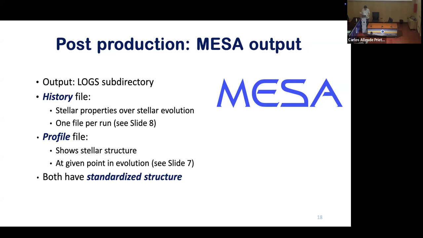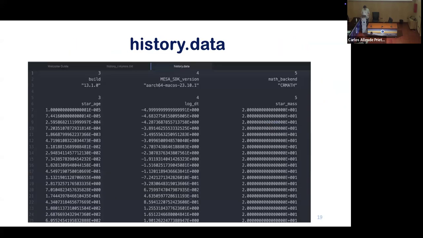And then there's the profile file, which shows the stellar structure at a given point of evolution. And there are usually several profile files per one run. I think in this one, there are 4 or 5 profile files, which is also a setting you can make. You can tell MESA, please put a profile file out at every time step, every second time step, every 10th time step, whatever you prefer. The problem is if you have a long stellar evolution, it will be a lot of profile files, which eat a lot of space. But if you need it for your science, this is what you need for your science. And both of them have a standardized structure.